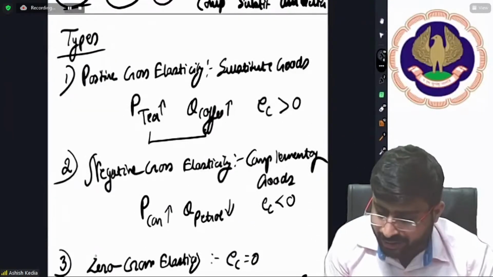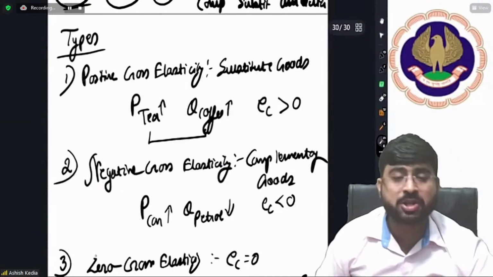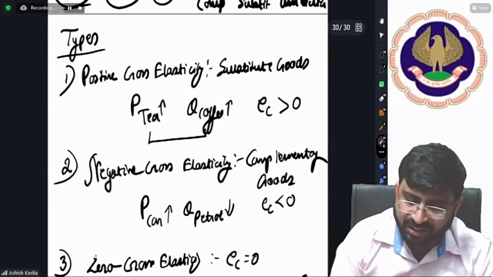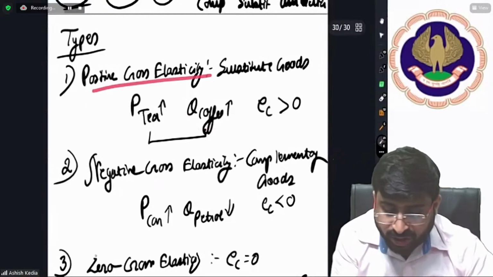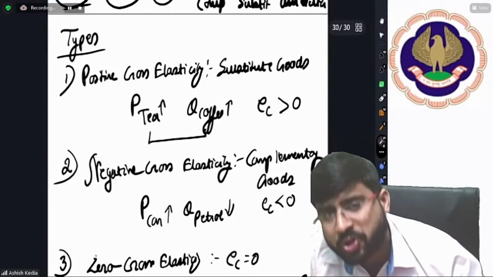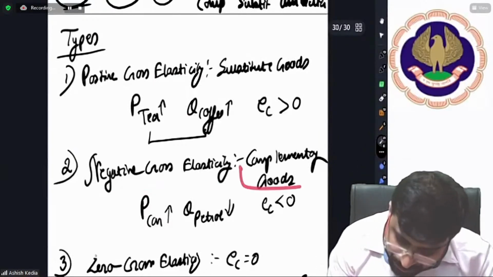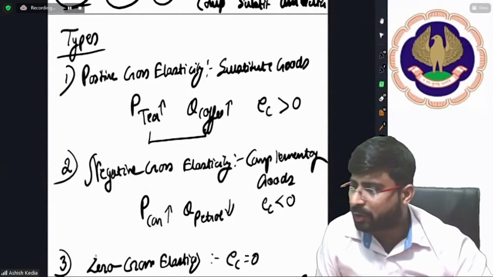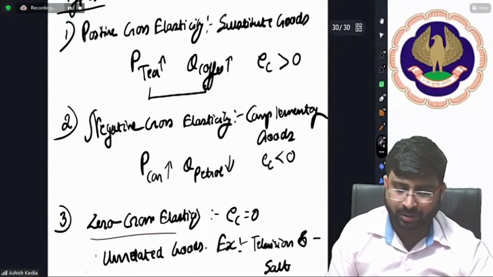Types. If you look at types here, my dear friends, positive cross elasticity happens in substitute goods. Remember why positive? Because if price of tea increases, then quantity of coffee will rise. So, same direction. So positive cross elasticity happens in case of substitute goods. Negative cross elasticity happens in case of complementary goods. And zero cross elasticity for unrelated goods.